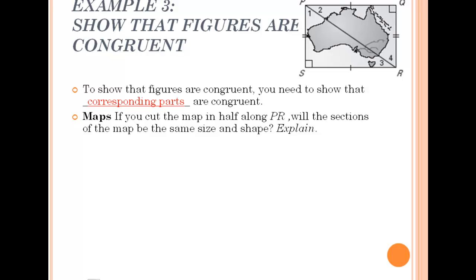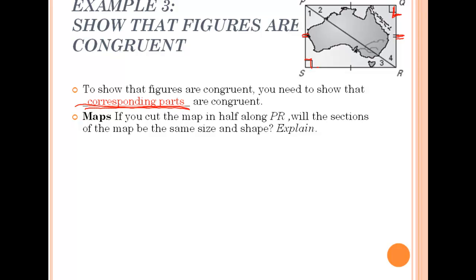To show the figures are congruent, we need to show that we have corresponding parts. So on this map, if you cut the map in half along PR, will the sections of the map be the same size and shape? And then explain. So if we cut this in half, let's look. We know that these two sides are the same. We know that this is 90, and this one is 90. So we know angle S is congruent to angle R.